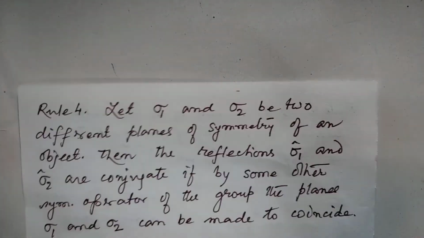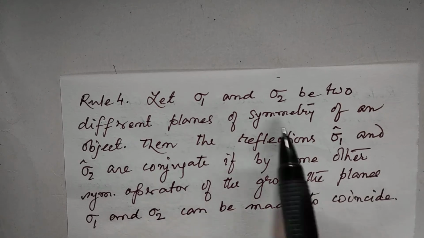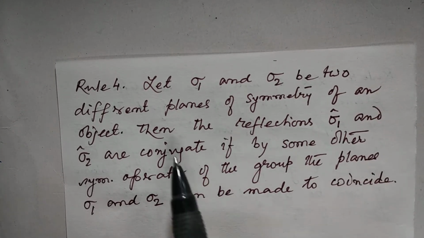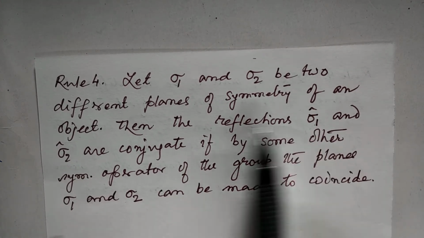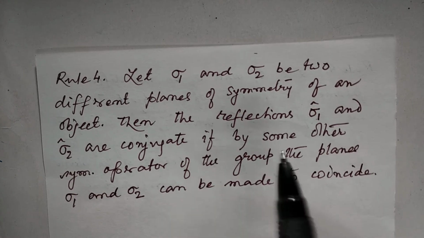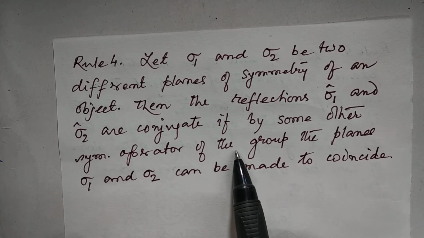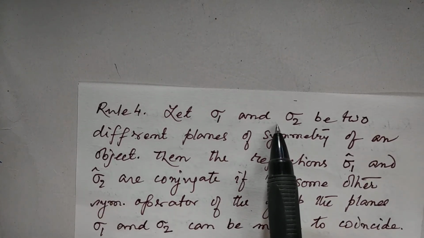Next, come to rule 4. Rule 4 states that if there are two different symmetry planes, say sigma 1 and sigma 2, in an object, then reflections on these two planes, sigma 1 operation and sigma 2 operation, are conjugate if there is some other symmetry operator in the point group which makes these two planes coincide with one another.